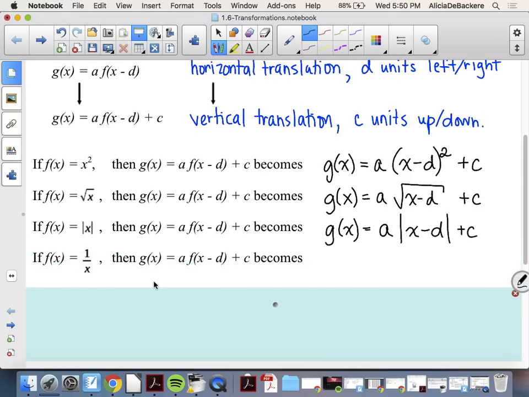And then our last one, what if the function was 1 over x? So this one's a little bit tricky. Here, the x is in the denominator. So that means that whatever I'm taking the function of is going to end up in the denominator. So the x minus d is going to end up in the denominator. The a is going to be in front of the function, and the plus c is going to be after the function.